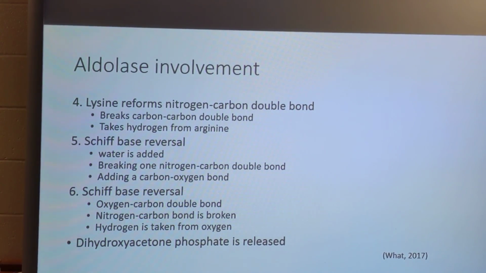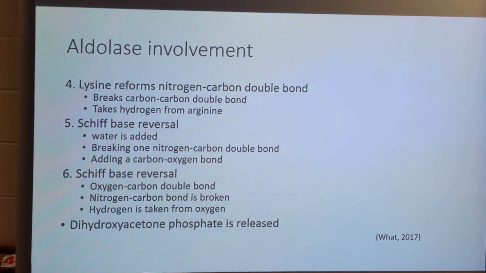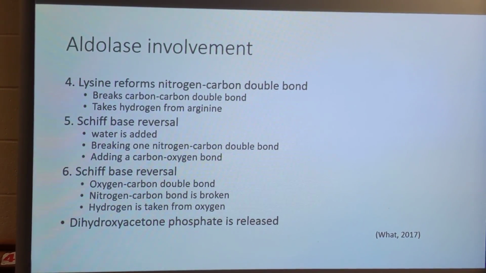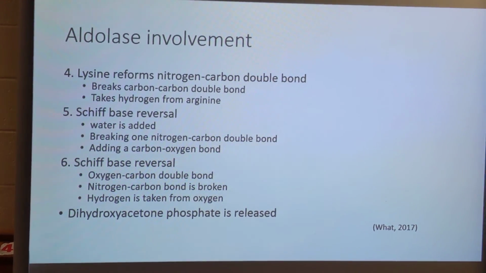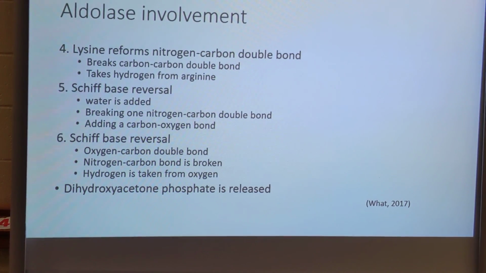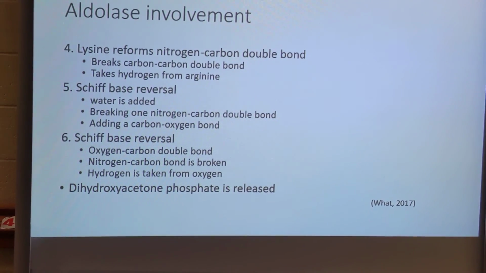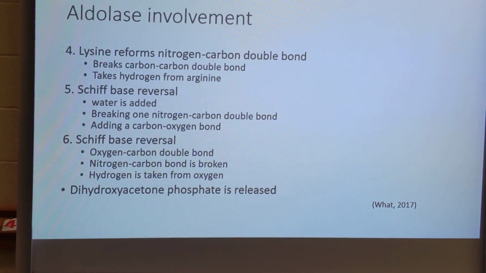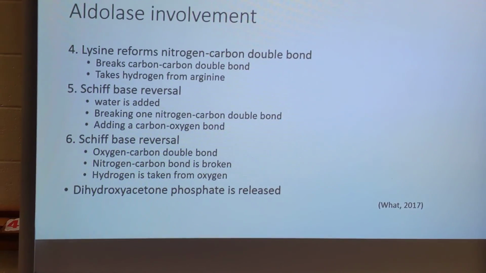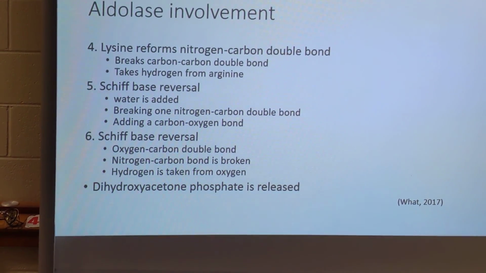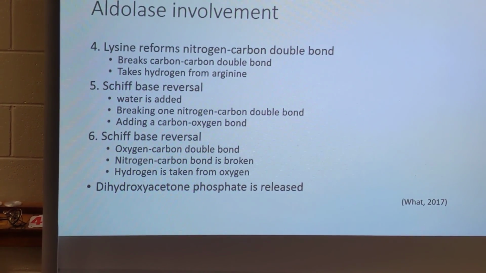In the fifth step, water is added, breaking the nitrogen carbon double bond and adding a carbon oxygen bond, and then in the sixth step the oxygen carbon double bond is formed, breaking the nitrogen carbon bond, and the hydrogen is taken from the water, and this releases the second product, which is the dihydroxyacetone phosphate, which is released. After this, the active site can then reform by rearranging the hydrogens and starting over.